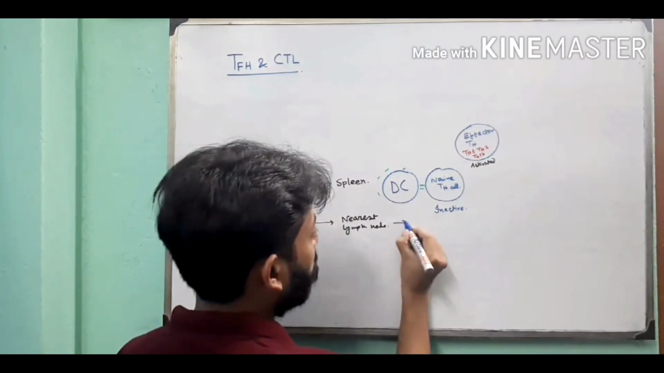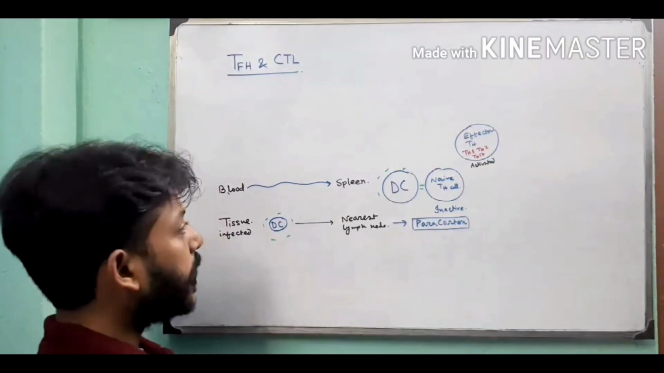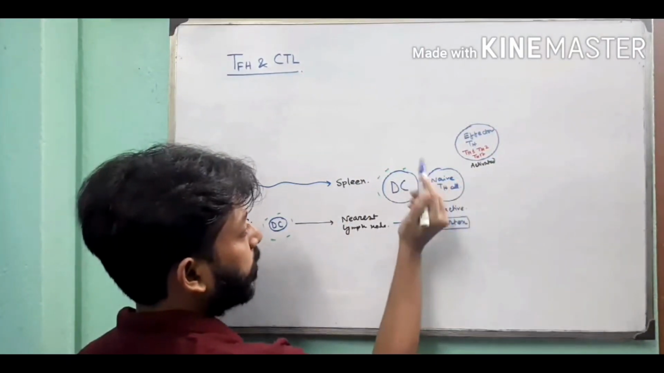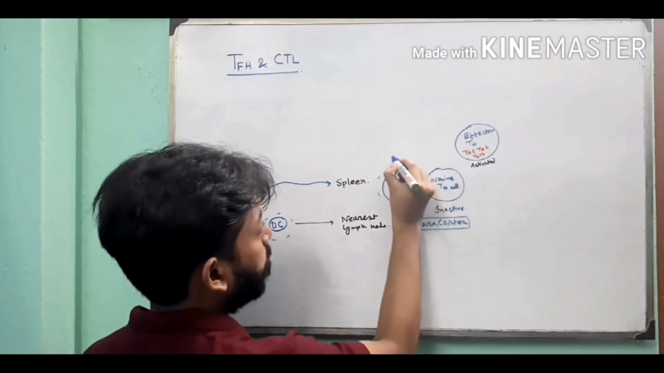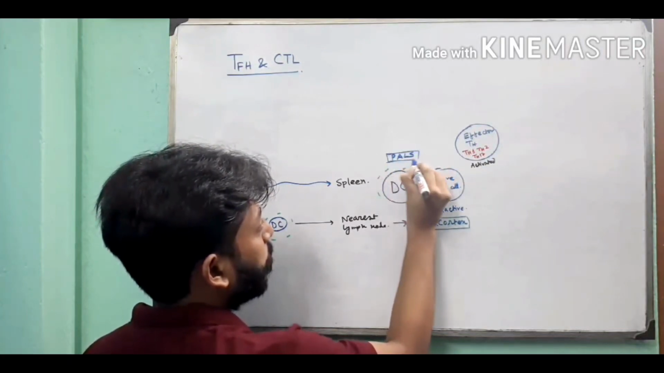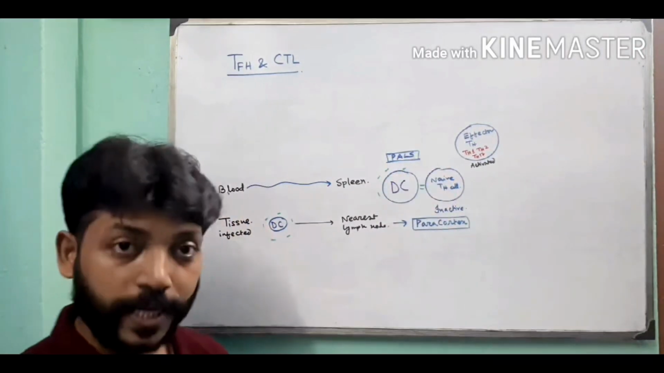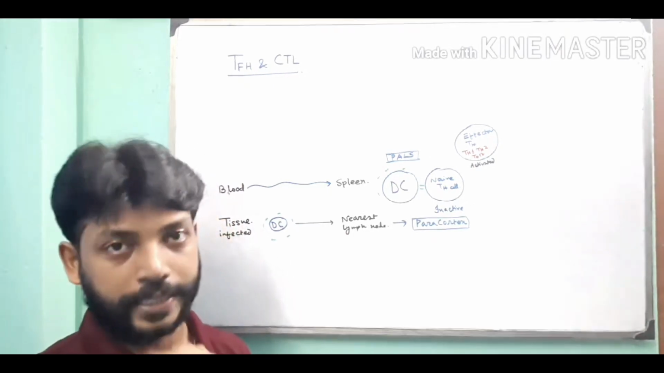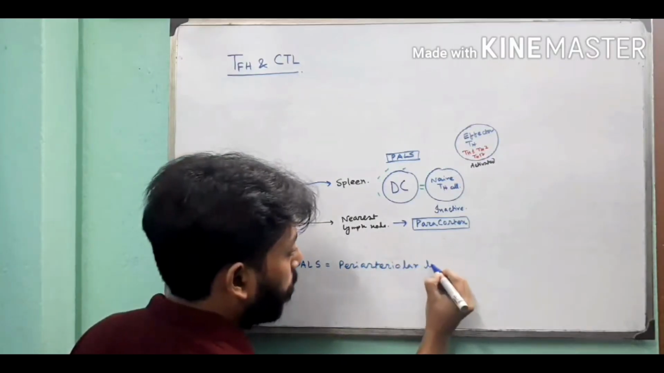This area is called the paracortex. But in the spleen, the dendritic cell and naive T cell interaction occurs in a region called PALS. The full form of PALS is periarteriolar lymphoid sheath. Periarteriolar lymphoid sheath.